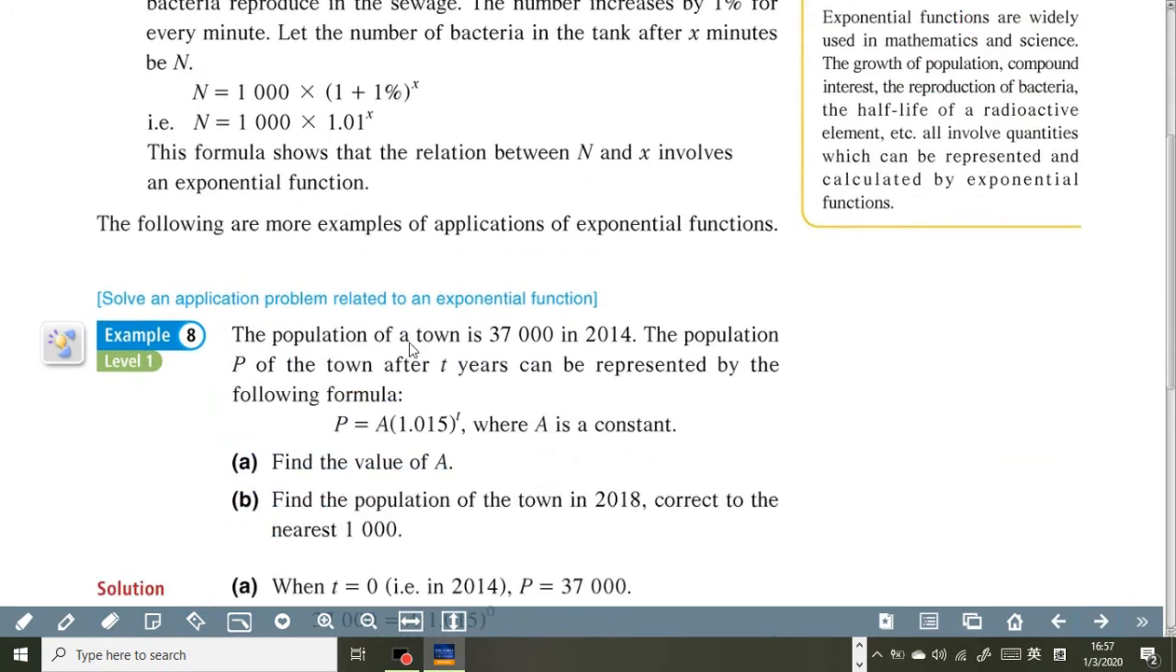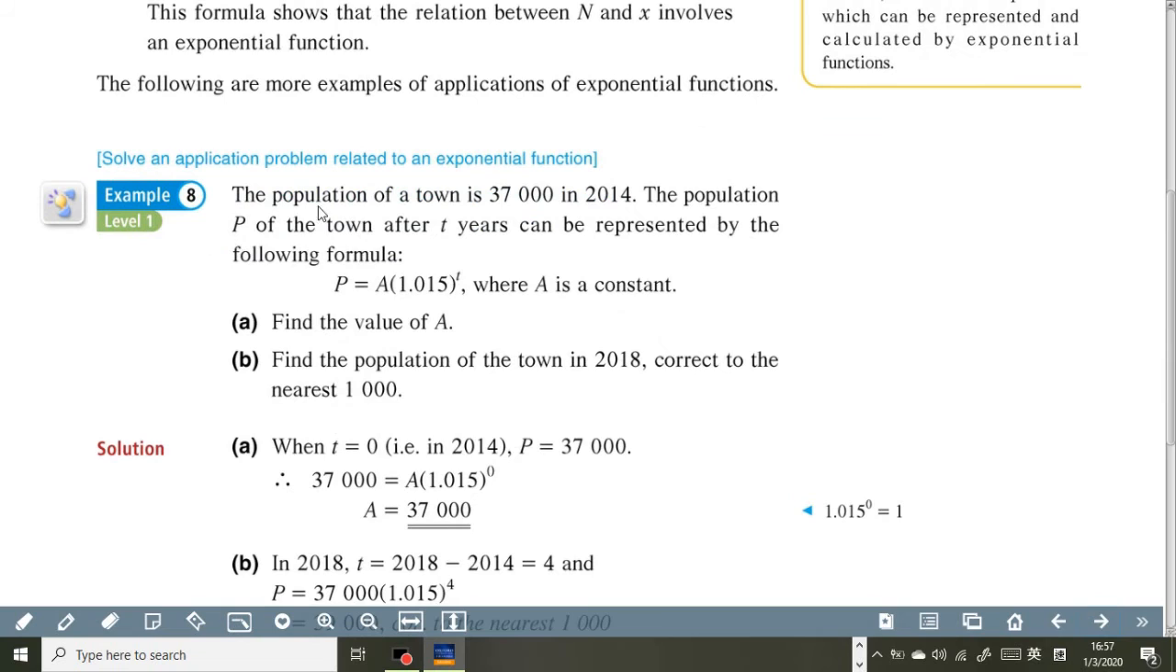So there's an example. You will always be given the formula for the exponential function. Like this, the population of a town is 37,000 in 2014. That means in this year, the starting population is 37,000. The population of the town after t years. This means that t is counted from 2014. If you want to calculate 2015, t becomes 1. 2016, then t becomes 2.